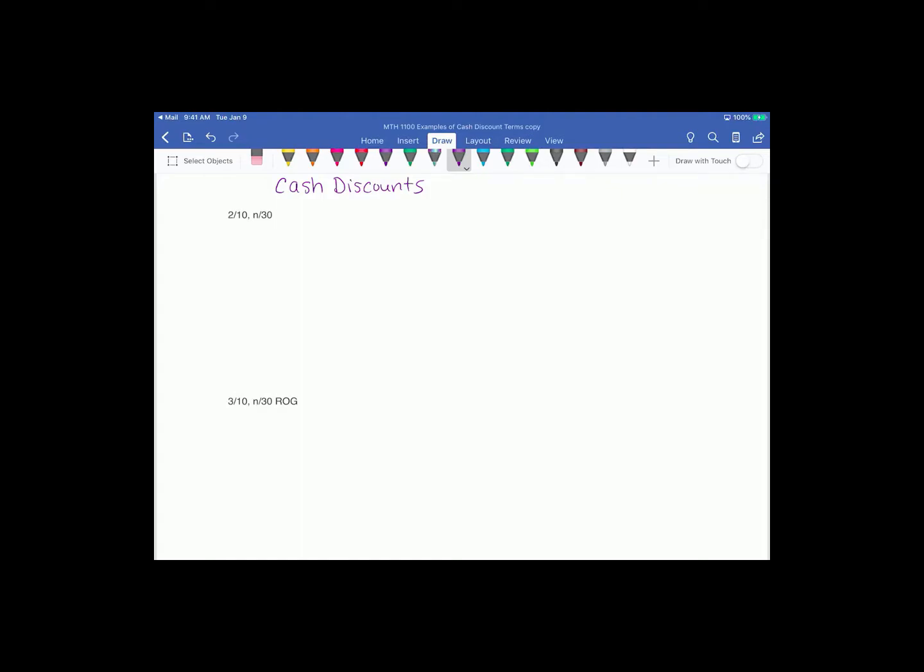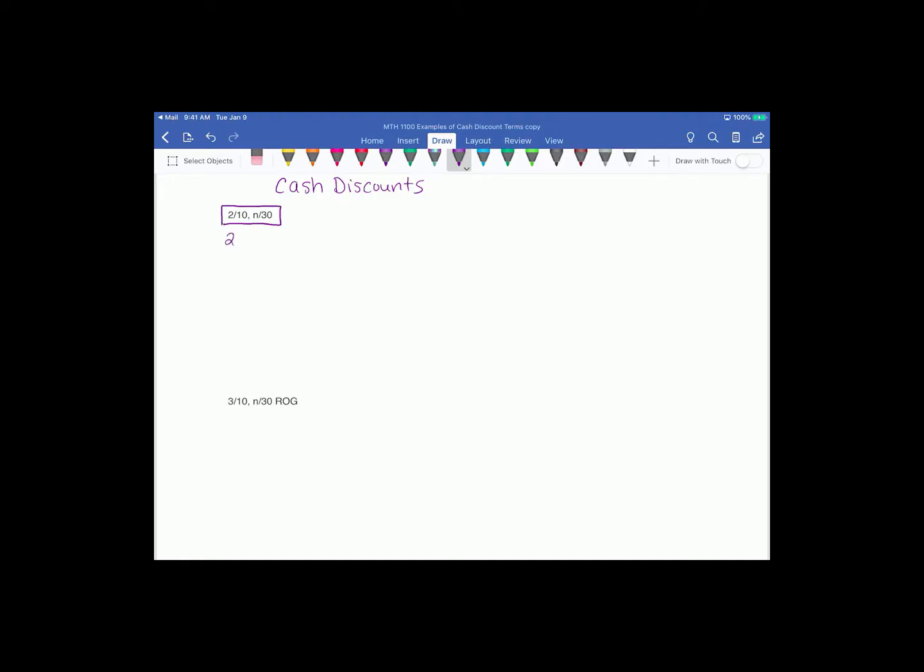So a lot of times companies will say if you pay your bill within 20 days or 15 days of your invoice date, we'll give you an additional 2% off. So it's a way to throw out a carrot to get people to make sure they pay their bills. Now, the symbols that you see on the invoice to indicate the cash discount, here's an example.